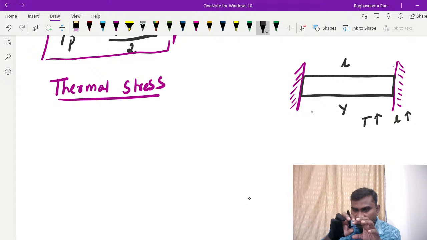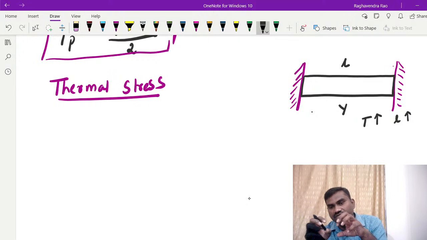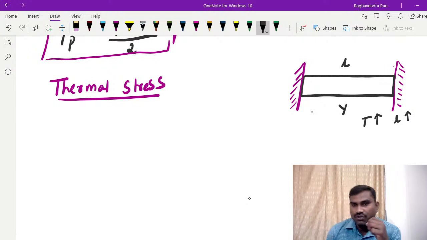Because the length of the wire is increasing, this part of the wire applies stress on this rigid support. Because of the expansion of the wire, this part will exert force on this area. So force exerted on this rigid support because of this is called stress applied on this rigid support. So because of the increase in temperature, there is an increase in length of the wire, so it will apply some stress on the rigid support because of the change in temperature, that is called thermal stress.